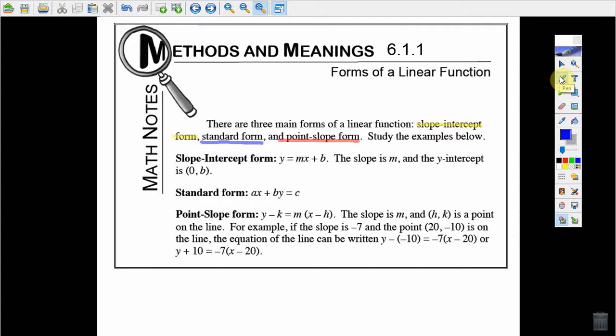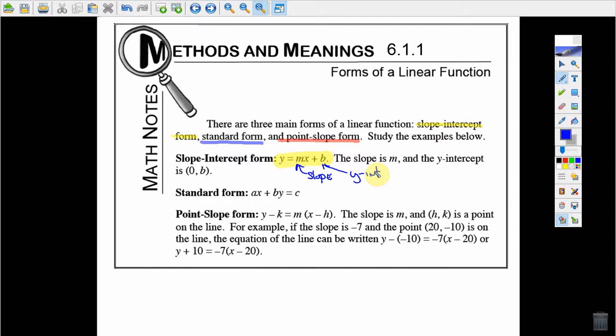So, slope-intercept form, like I said, is the one you're probably most used to. That's the good old y equals mx plus b, where m is your slope and b is your y-intercept.